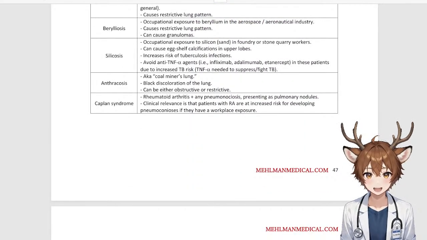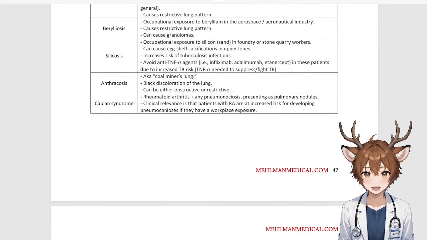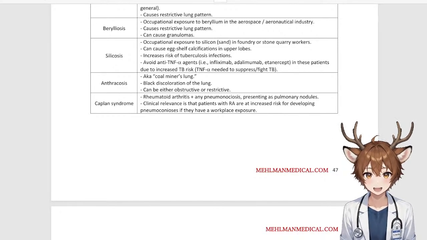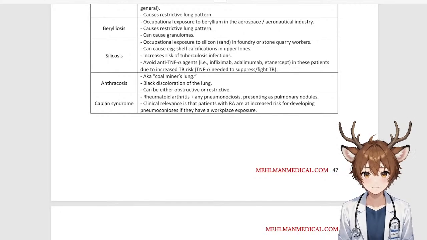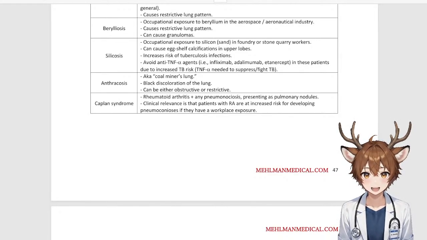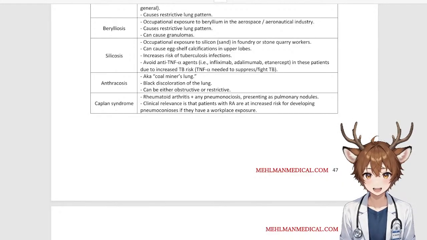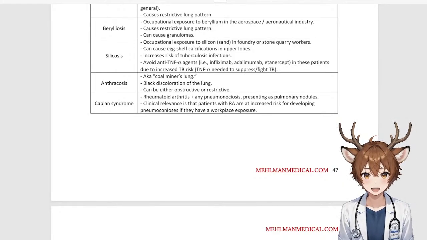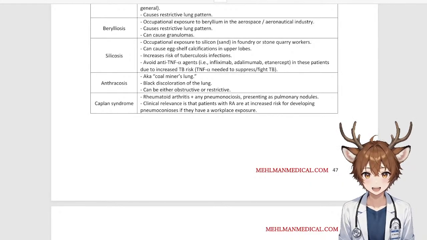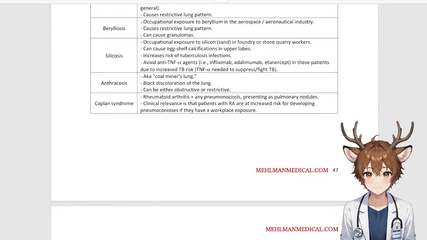Silicosis. Occupational exposure to silica, sand, in foundry or stone quarry workers, can cause eggshell calcification in upper lobes and increases risk of tuberculosis infections. Avoid anti-TNF alpha agents, that is to say infliximab, adalimumab, and etanercept, in these patients due to the increased TB risk. TNF alpha is needed to suppress and fight the tuberculosis.